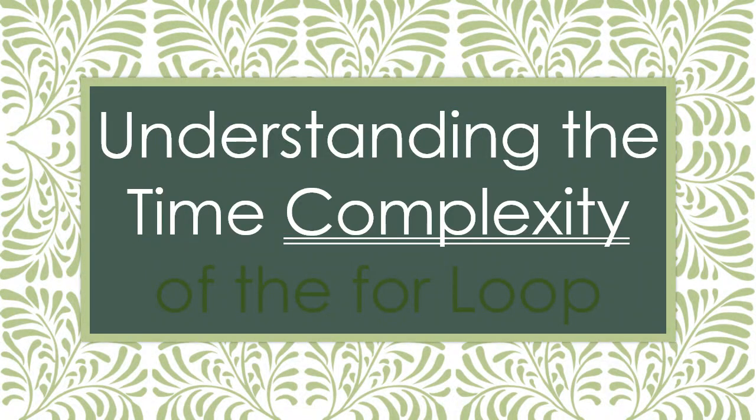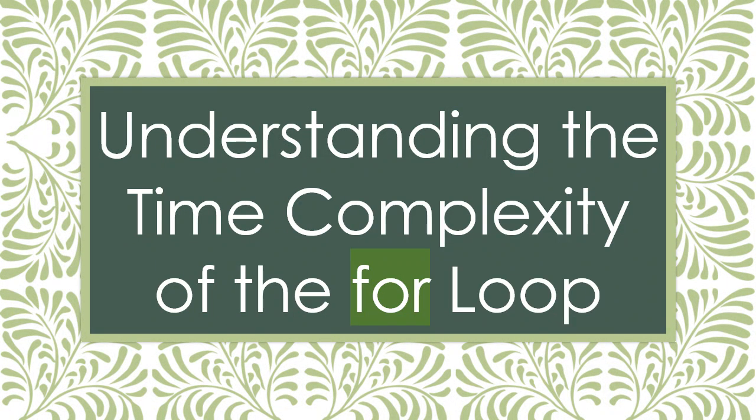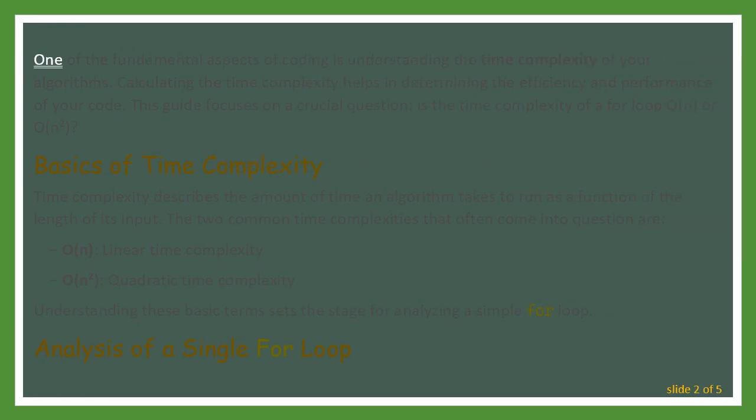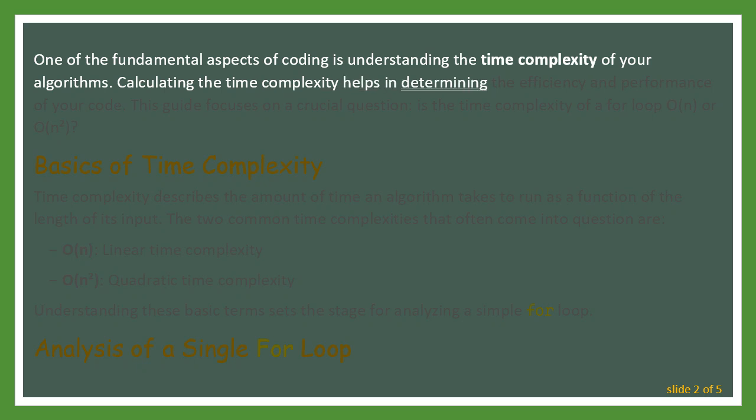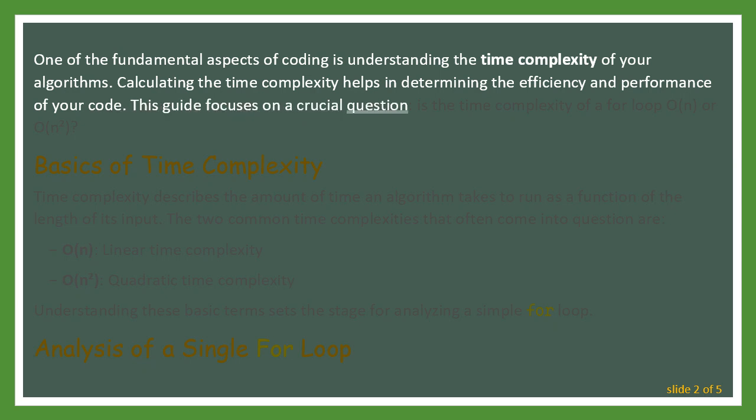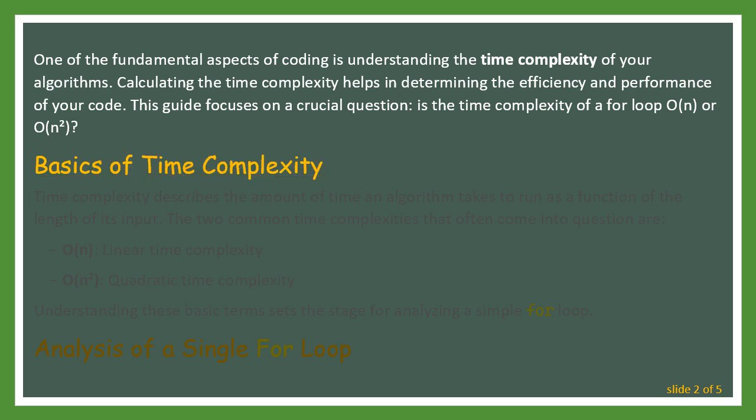Understanding the time complexity of the for loop. One of the fundamental aspects of coding is understanding the time complexity of your algorithms. Calculating the time complexity helps in determining the efficiency and performance of your code. This guide focuses on a crucial question: is the time complexity of a for loop O(n) or O(n^2)?